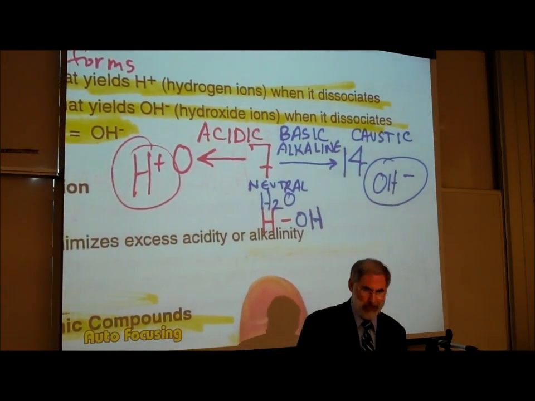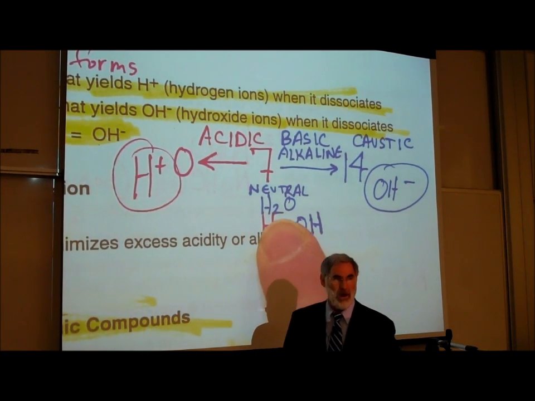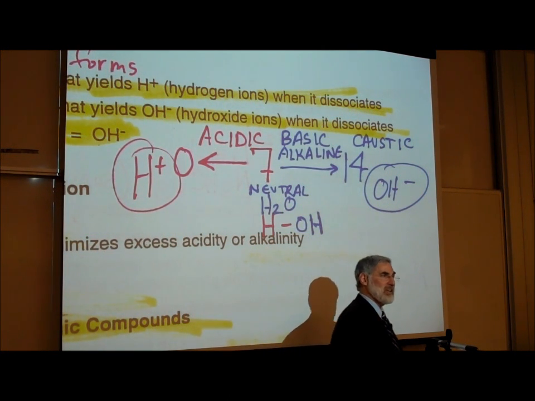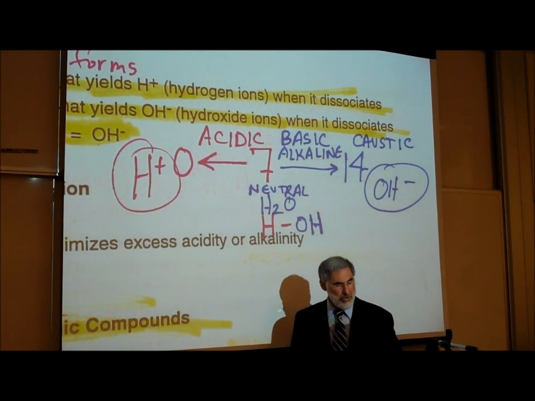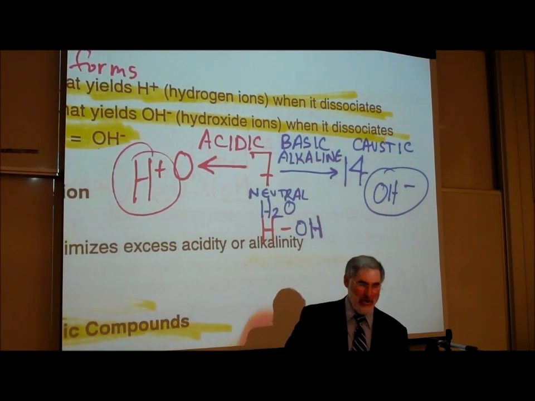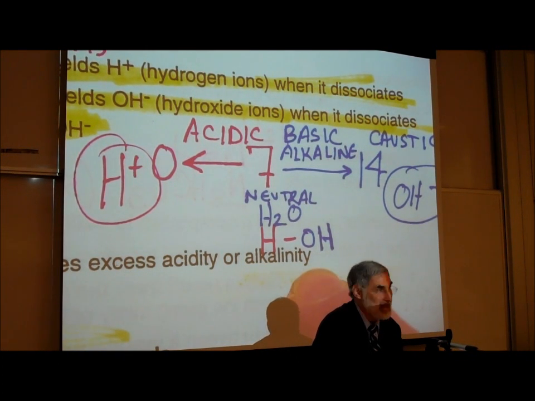So what's an example of something with a pH of 7 that's neutral? Pure water. Now remember, water is H2O. But another way that I could draw water is instead of writing H2O, I could draw water HOH, couldn't I? HOH, that's two hydrogens and an oxygen.